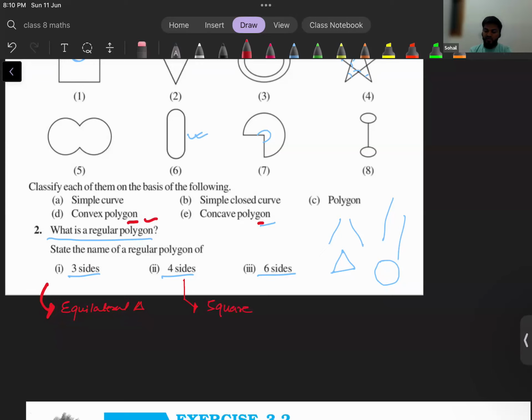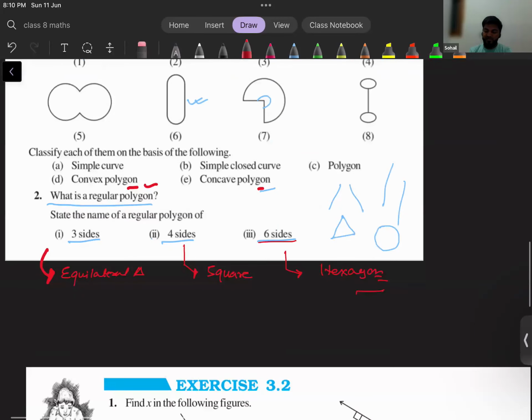And what about a regular polygon having 6 sides? That will simply be a hexagon. In a hexagon we see that there are 6 sides, so you will take such a hexagon in which all the 6 sides are equal. A regular hexagon is an example of a regular polygon having 6 sides. The first exercise was quite easy.